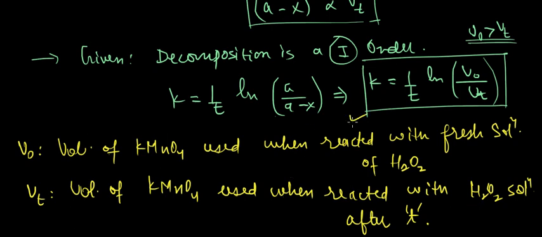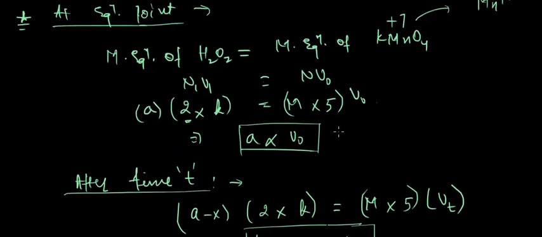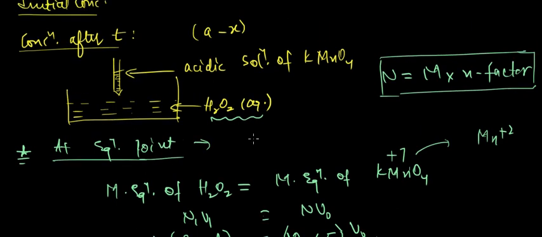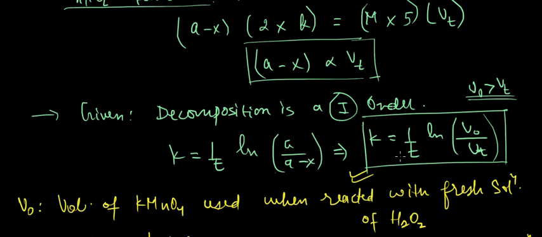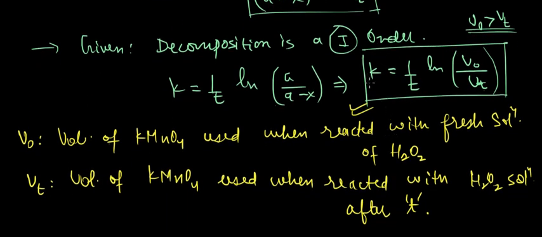So if we know V naught and Vt, and we will probably know them because how much volume of KMnO4 we are titrating with H2O2 can be easily measured through this burette, we can calculate the rate constant with this equation. So with this we come to the end of this lecture. In the next lecture we'll be seeing the reaction progress in terms of volume of oxygen.